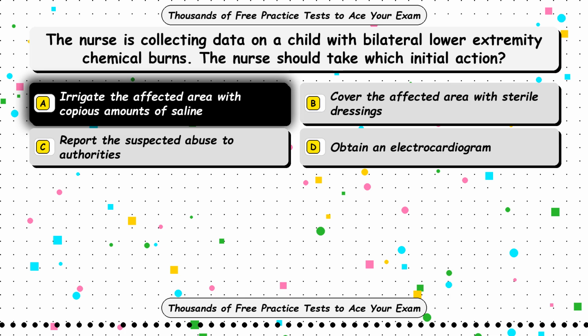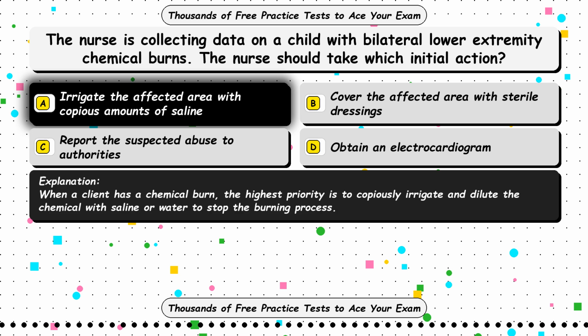The correct answer is option A, irrigate the affected area with copious amounts of saline. When a client has a chemical burn, the highest priority is to copiously irrigate and dilute the chemical with saline or water to stop the burning process.